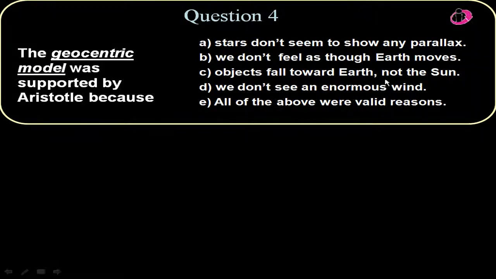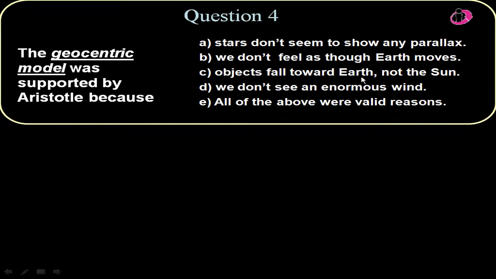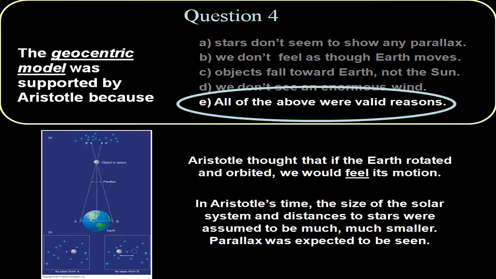Also, objects fall towards the Earth, not the sun. Why does this happen? Well, Earth is in closer proximity than the sun, so gravity has more of an effect on objects near the Earth. D, we don't see enormous wind. That's because, again, everything's moving together, so we don't see enormous wind. All these reasons would be valid reasons if you didn't think about the problem long enough or had more information. These would be valid reasons to support the geocentric model, and they were all used by Aristotle.